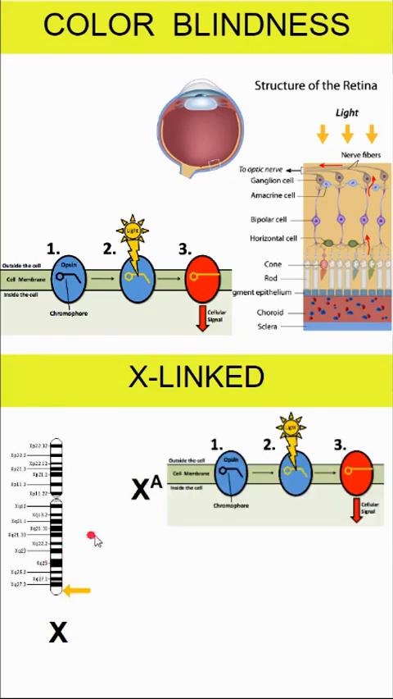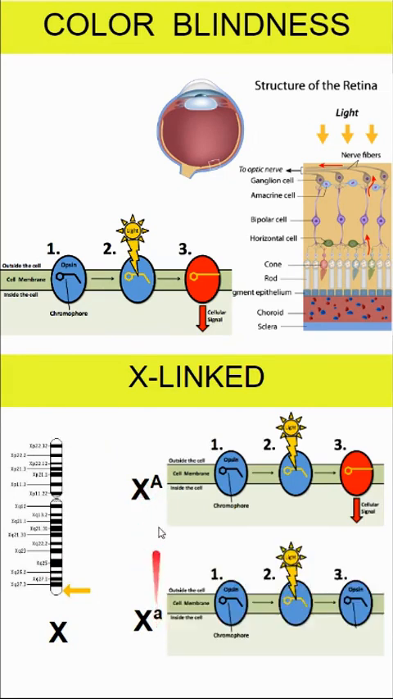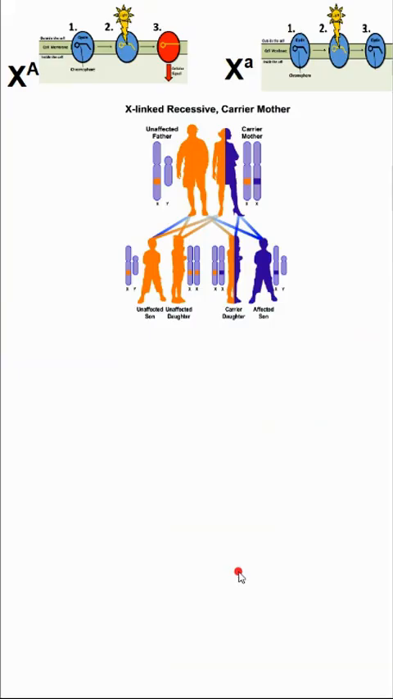So when we think about the X, again, we're adding these dominant and recessive letters. The dominant works, and the recessive does not work. There's something wrong with the gene, so that when light hits this protein it is dysfunctional and does not send a cellular signal.